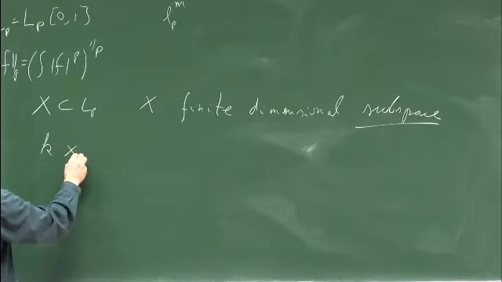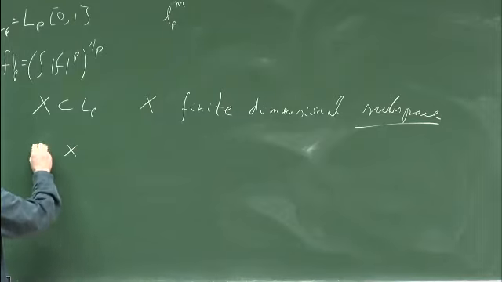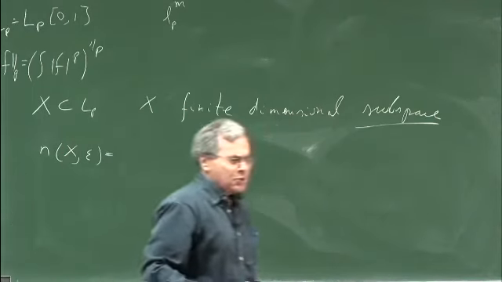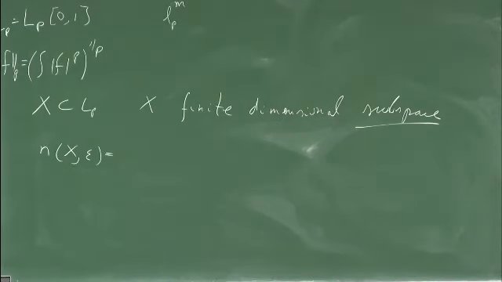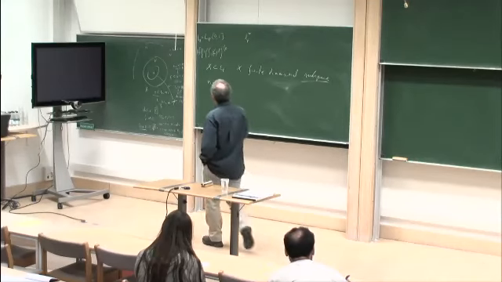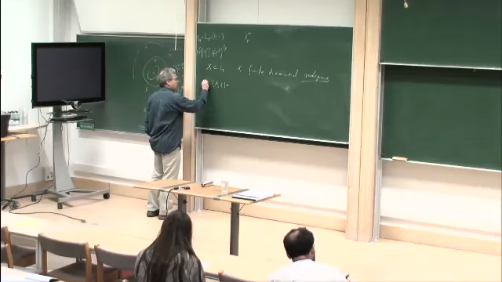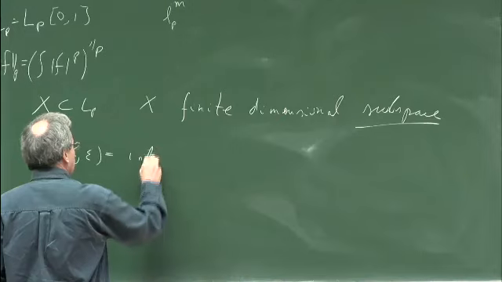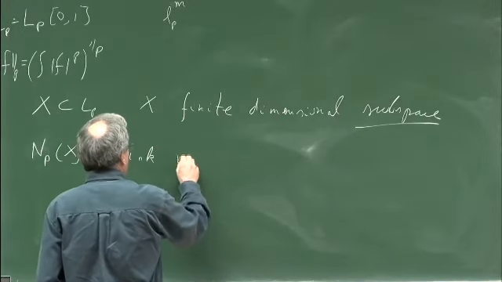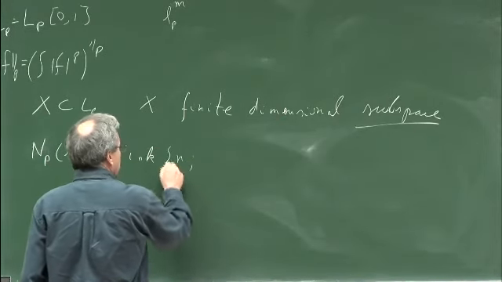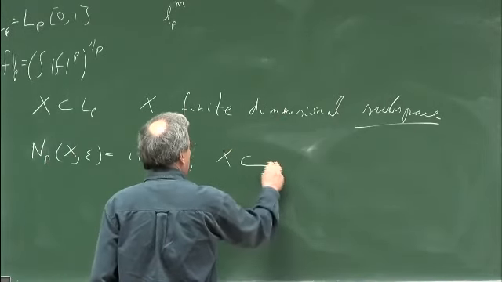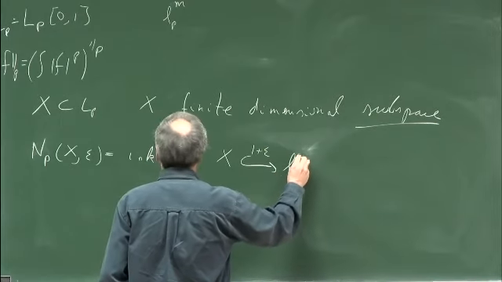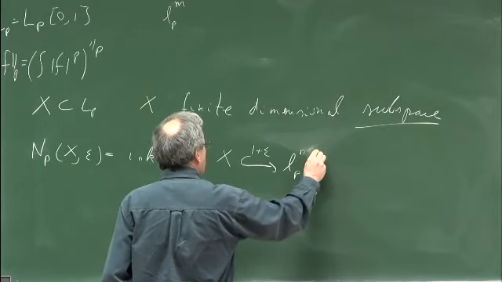So let me define N, capital N, depending on your p, of x and epsilon, will be the infimum of the n's such that x (1 plus epsilon) embeds into LP of dimension n.